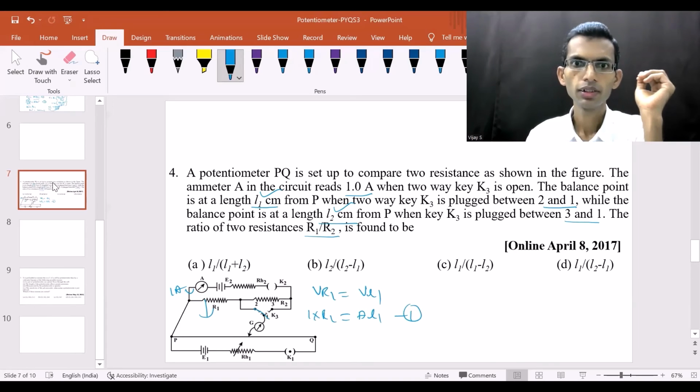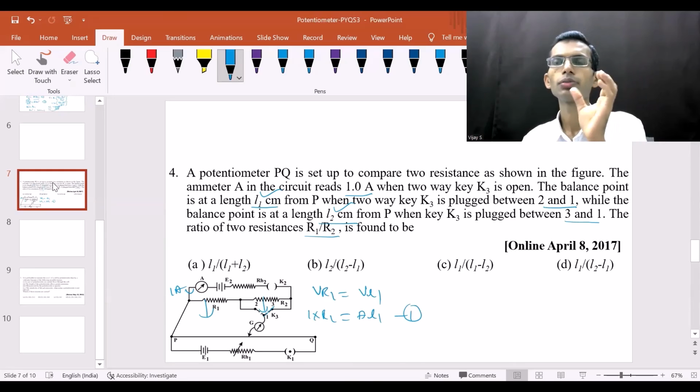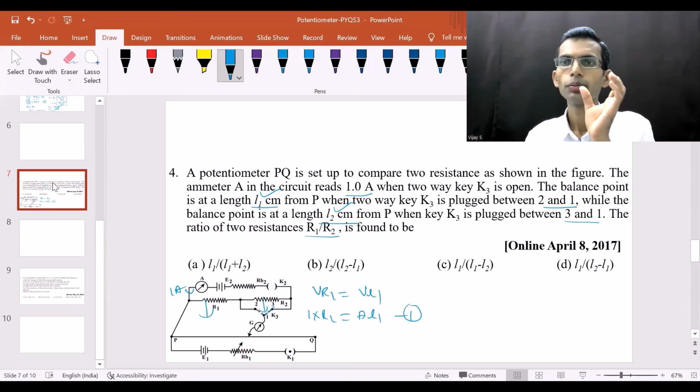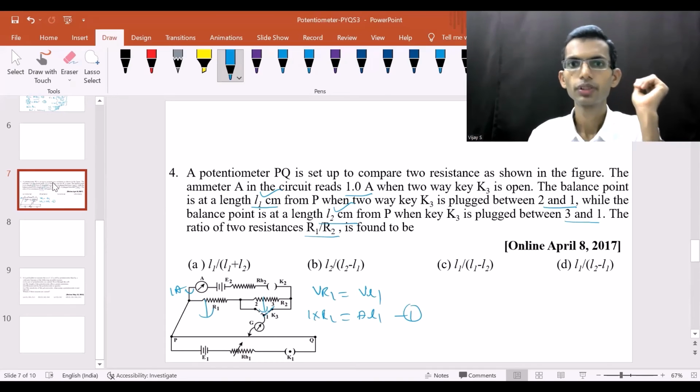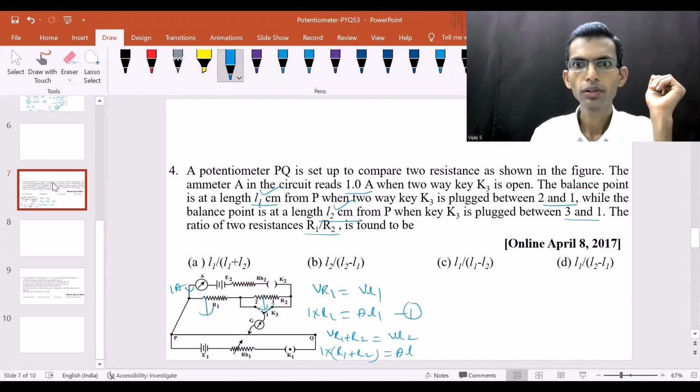In the second case, key K3 is plugged between 3 and 1. Now here you can see R1 and R2 both get connected to the potentiometer. That means in this case the potentiometer measures the potential difference across the resistances R1 and R2. Okay, right. At balance, what happens? At balance the potential difference across R1 and R2 becomes equal to the potential difference across the balance length, which for that case is nothing but L2. So V(R1 plus R2) becomes equal to VL2. From Ohm's law, this becomes equal to 1 into (R1 plus R2). So this is A into L2.